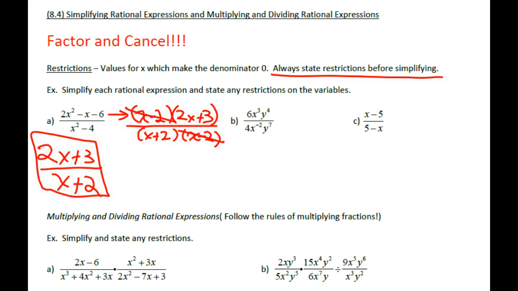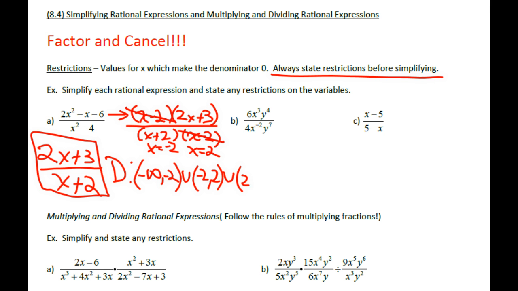Now let's take a look at the domain. The domain is any value of x that would make the denominator 0, including values that might have already gotten canceled out. Well, from the first parentheses in the denominator, would you agree negative 2 would make that bottom 0? And in the second parentheses, x equals 2 would make the second parentheses 0. All right? So those are the two numbers that I've got to avoid in my domain. So my domain is negative infinity to negative 2, union negative 2 to 2, union 2 to infinity.